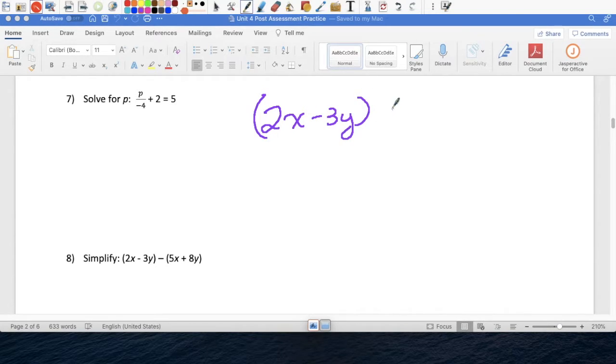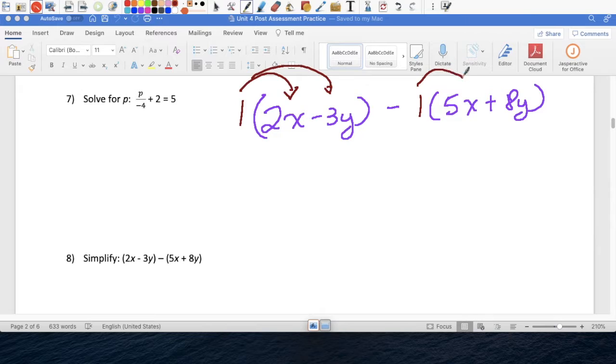We have something like this. Minus 5x plus 8y. Let's put a 1 here. Let's put a 1 here. We're going to multiply. And then we're going to combine like terms. So 1 times 2x is 2x. 1 times negative 3y is negative 3y. So it's the same thing.